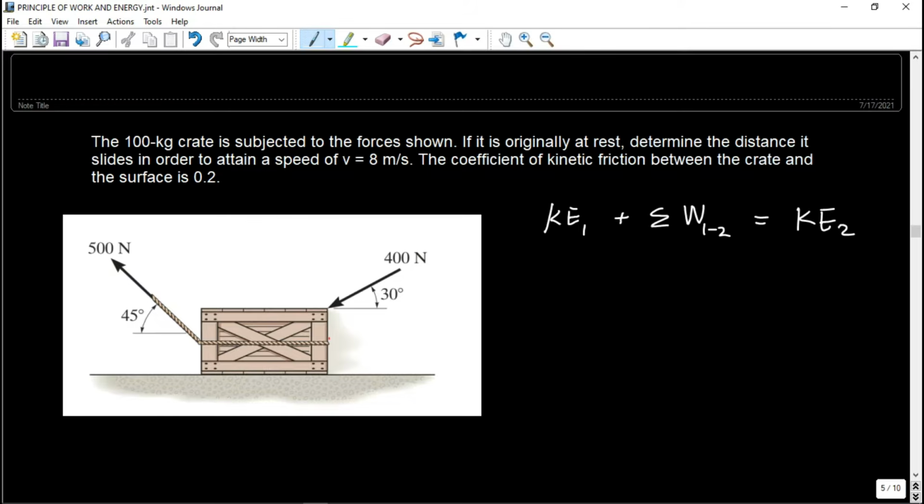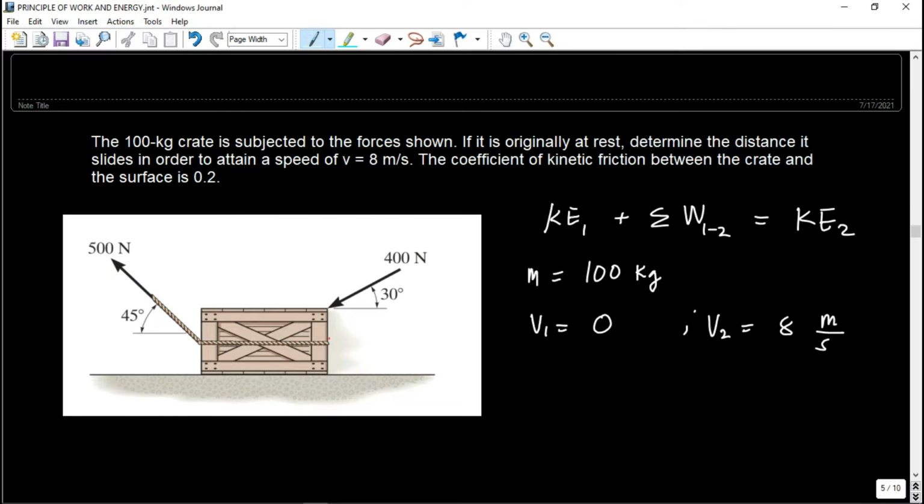And let's just put the given. Ano ba yung mga given natin? So yung given natin dito, mass of the crate, that is 100 kilograms. It says here that the crate is originally at rest, therefore our initial velocity is 0. Okay, so determine the distance it slides in order to attain a speed of 8 meters per second. So ito yung ating final velocity, which is v sub 2, that is 8 meters per second.